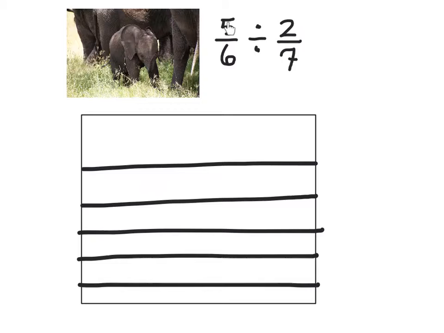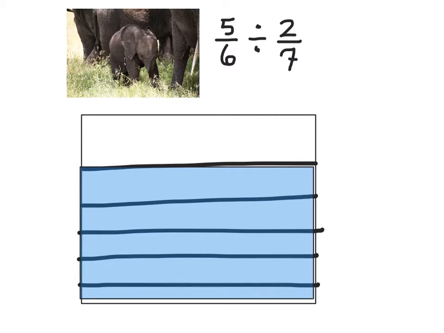Now, the bucket is 5 out of the 6 full, right? So let's go ahead and use blue for this because we're talking about water. And I'm going to fill in 5/6 of the bucket full, right? So now we have 5 out of those 6.